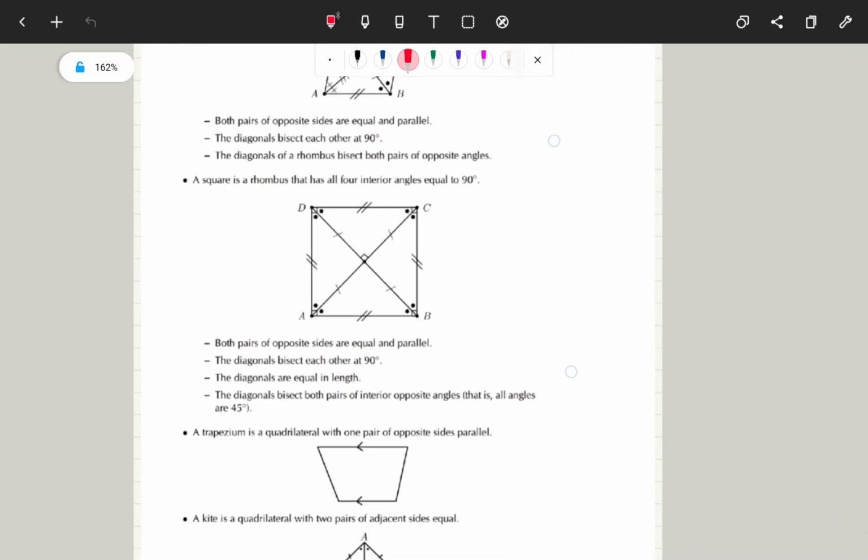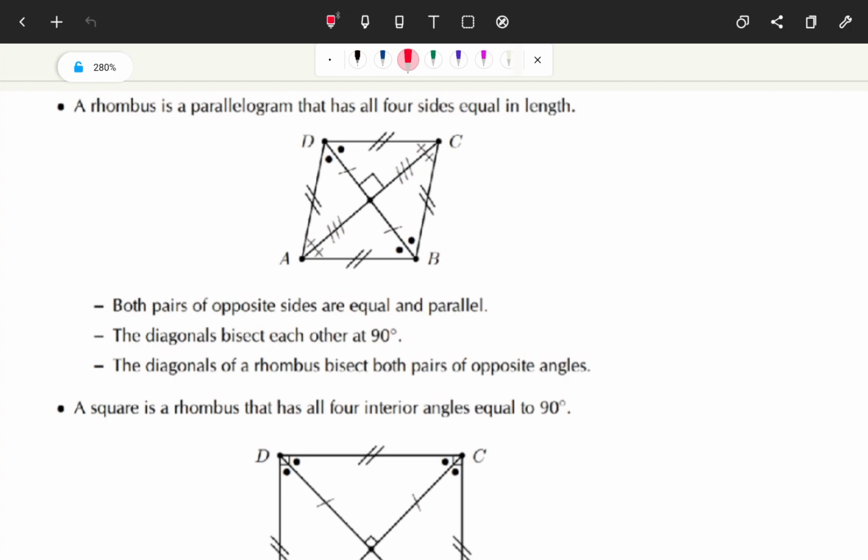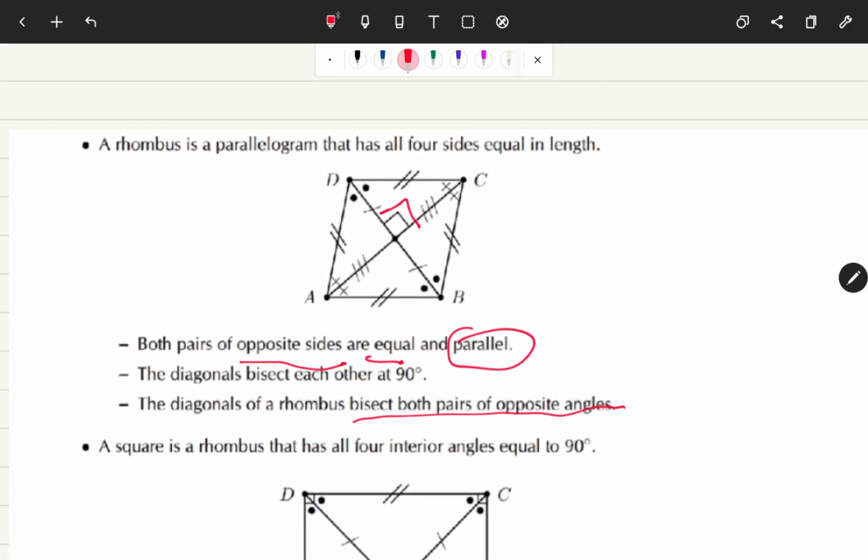So what you do is, for example, say you have a rhombus. You calculate the distance, because the opposite sides are equal. You calculate the distance as well as finding the gradient to check if they are parallel. If that is the case, you know that they have to be. And the diagonals bisect each other, and you see another thing at the right angle.